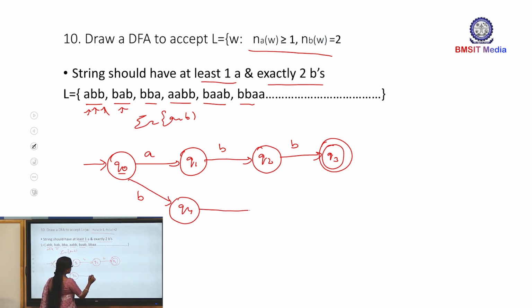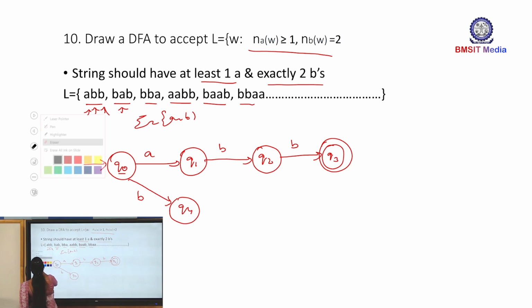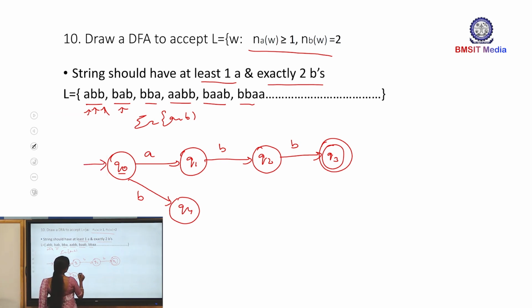From Q4, on accepting A, I have two choices. You can see here I have ABA. One thing I can do is, instead of having this transition, I can have a transition to Q2. So Q4 on seeing an A goes to Q2, and then on seeing a B, we reach the final state.